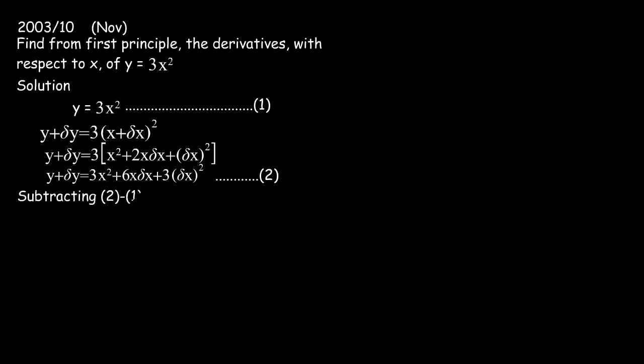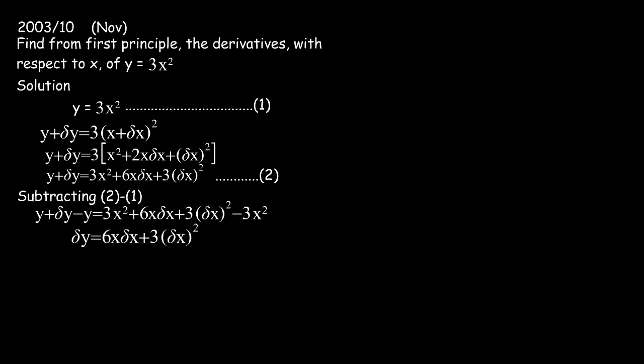Now subtracting equation 1 from equation 2, it becomes y plus delta y minus y equals 3s squared plus 6s delta s plus 3 delta s squared minus 3s squared. The left hand side will simplify to delta y because y and minus y will cancel out, and the right hand side will simplify to 6s delta s plus 3 delta s in bracket squared because 3s squared and minus 3s squared will cancel out. So our equation will become delta y equals 6s delta s plus 3 delta s squared.